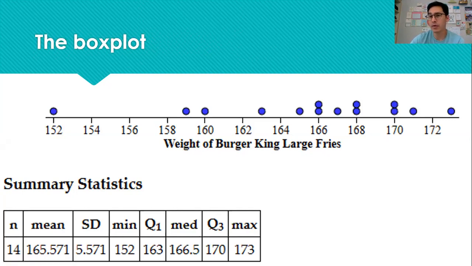what is a typical weight for a large fry? What would be considered low? What would be considered high? Is there anything extremely unusual in the weights that we see here?